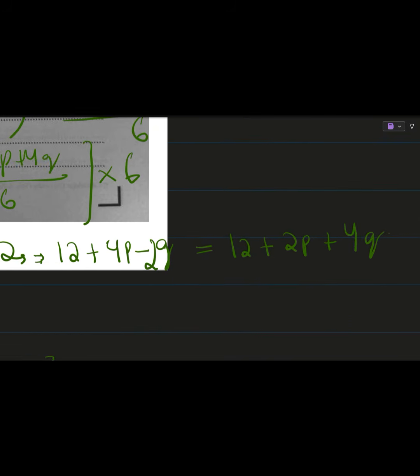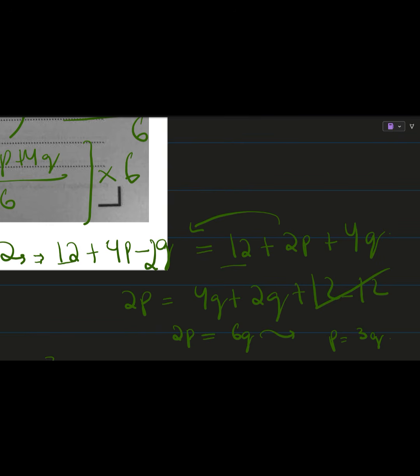Since we need to find the value of P, and we have already found Q, we can make P the subject. So 4P, and then this 2P goes to that side. So 2P will be equal to 4Q plus 2Q, and the 12 and minus 12 cancel. So 2P will be equal to 6Q, and P will be equal to 3Q.